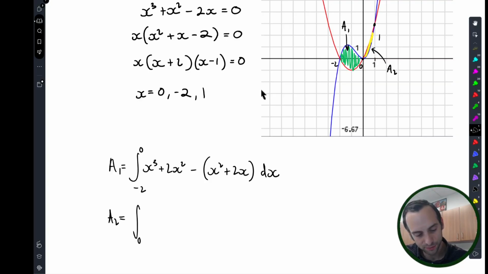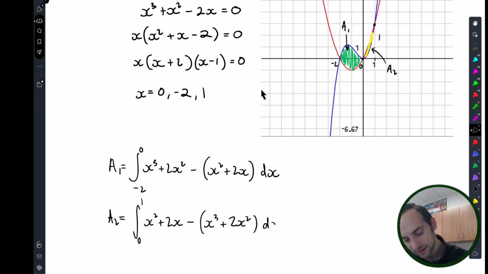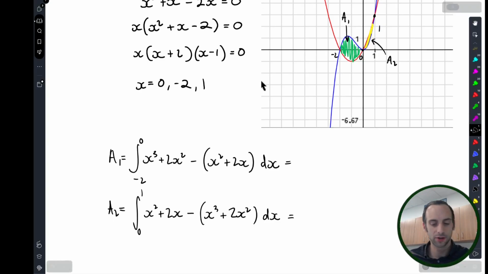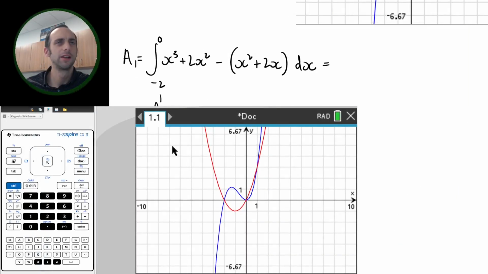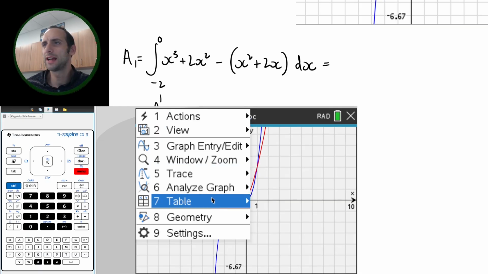That will be the integral from 0 to 1. In that case, we actually have the parabola on top because they've switched. So it's parabola minus cubic. But we can hand both of those integrals to our calculator or simplify the algebra. I'm going to go straight to the calculator at this point as we look to get these done as quickly as possible.